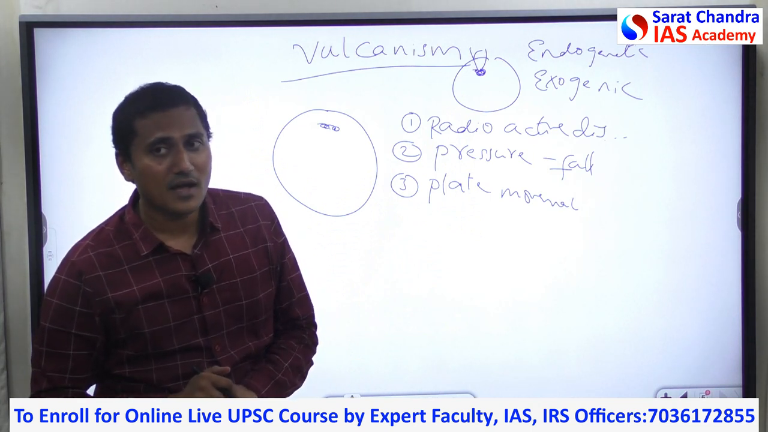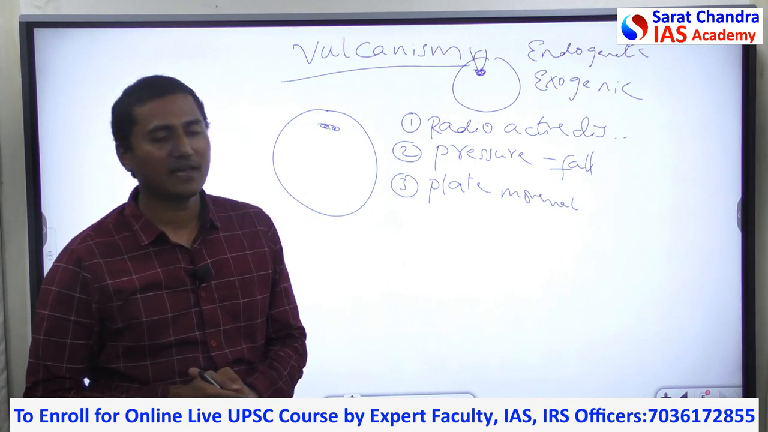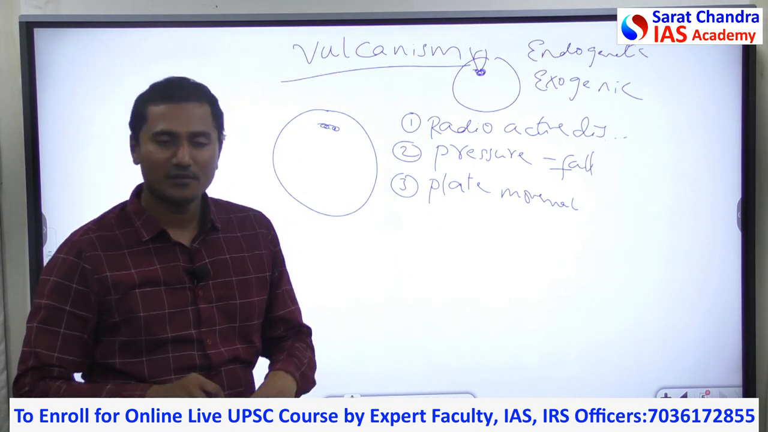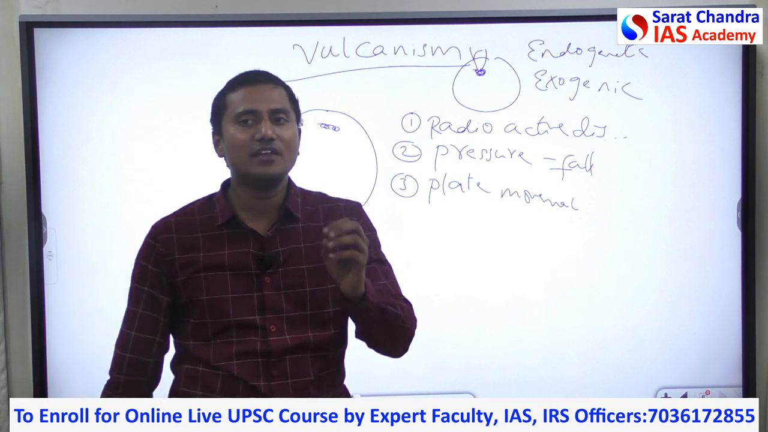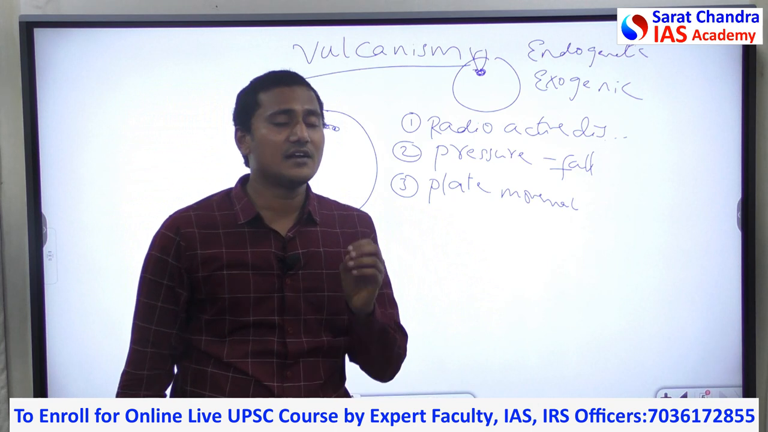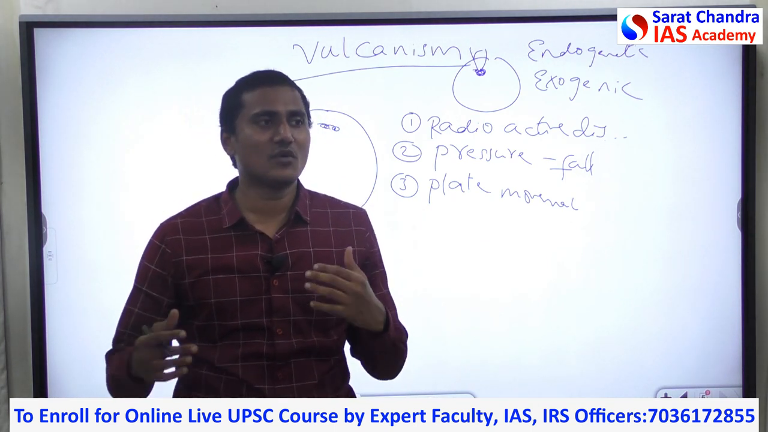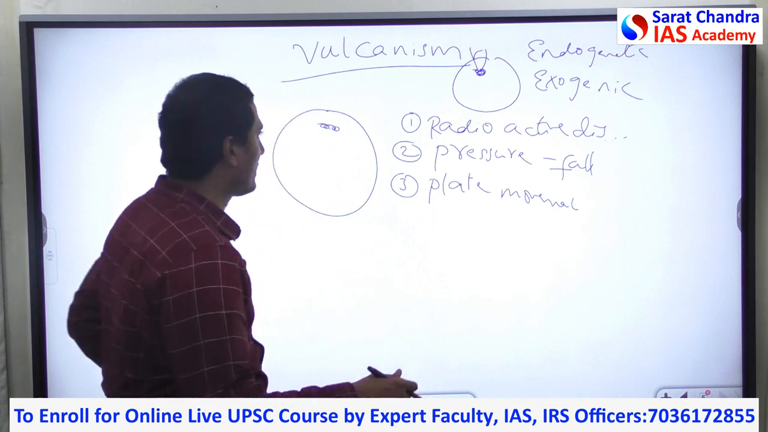But how does that magma come out of the earth? Generally, most of the magma cannot come out of the earth. It is inside the earth only. Only in few places, under few circumstances, under few conditions, magma will come out. Let us see what are the conditions, okay?